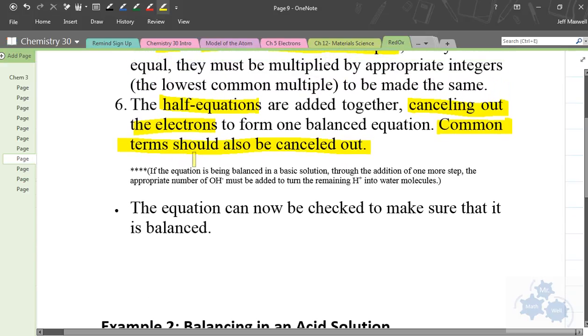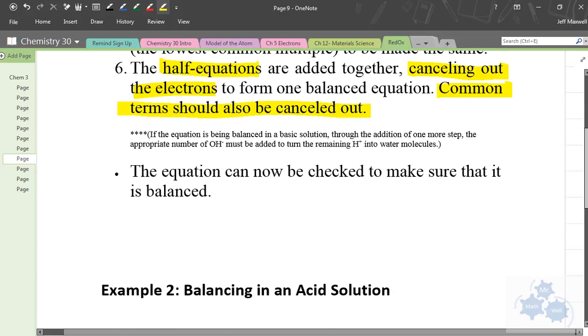I did put a little note in here about balancing in basic solutions. We're not going to worry about that right now; you're not going to have to do that. But in basic solutions, we can't have any H pluses floating around at the end. So we have to add OH minuses as well and balance those off to make more water molecules. That's just an extra step for basic, which we're not going to do.